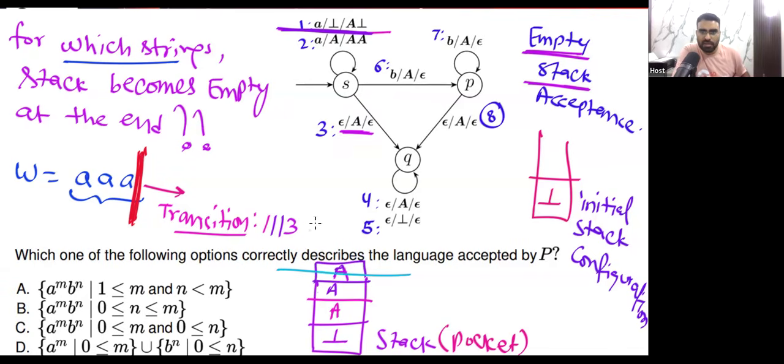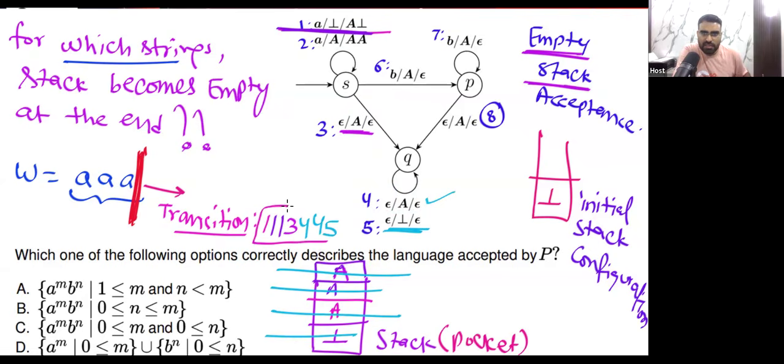Then after that, I can take transition 4. In transition 4, without reading anything from the input string, if this symbol A is on top of the stack, then you pop it. So I can take transition 4, then again I can take transition 4, then this symbol also will go. Now I can take transition 5, and now this symbol will go.